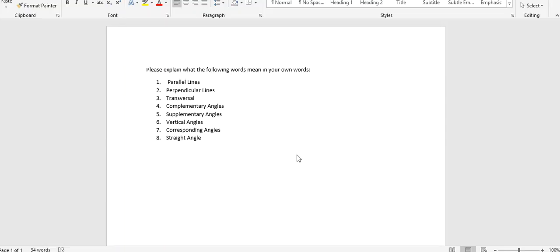So like I said, if you want to draw a picture for me and use that to do your explanation, that works great, but this is your only assignment for today, is to tell me what each of these words mean. And I will see you in class on Wednesday for our next lesson. We are going to be continuing with our geometry unit.